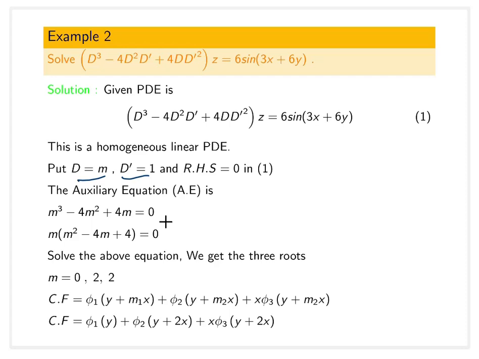So the auxiliary equation is m cube minus 4m square plus 4m equal to 0. Therefore, solving this one, we can get 0, 2, 2. So the first root is not repeated, second and third roots are repeated. So we can get the complementary function as phi 1 of y plus phi 2 of y plus 2x plus x into phi 3 of y plus 2x.